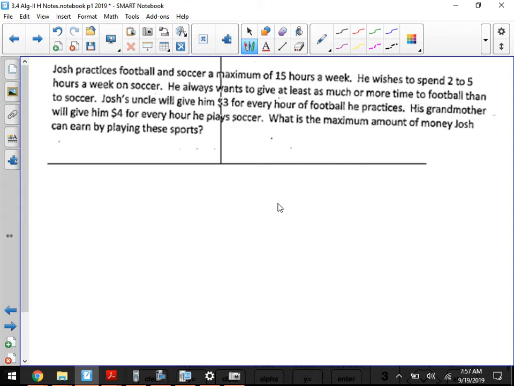So we go back and define, they're talking about sports. What was the first sport they said? Football. X is football. And then Y will be soccer. Okay? And then it says that he can make $3 an hour for football and $4 an hour for soccer.